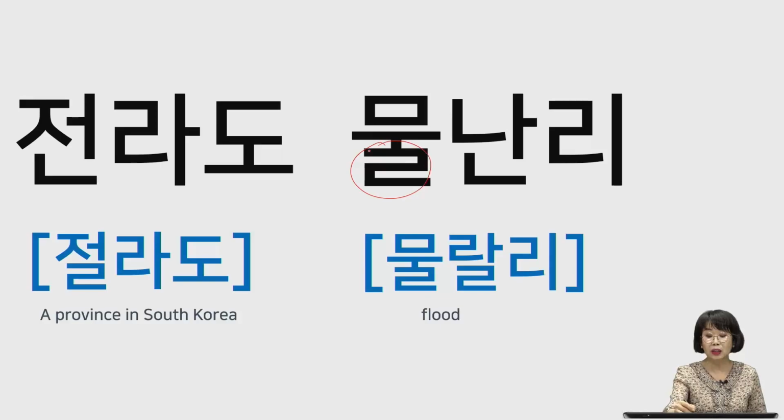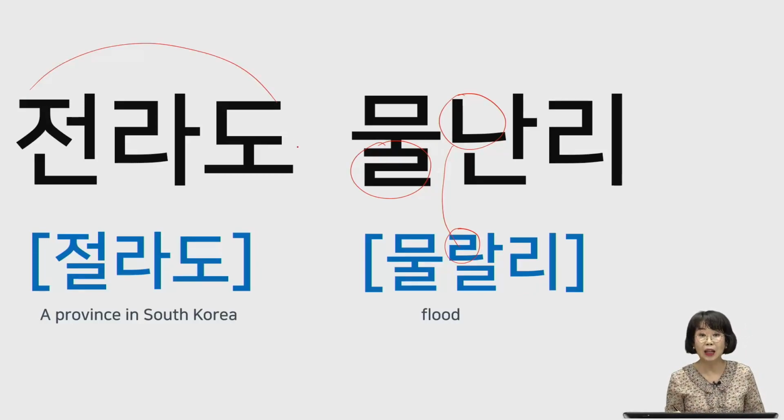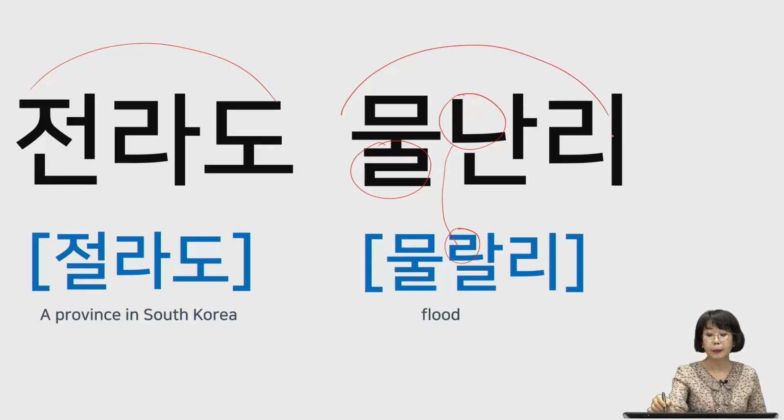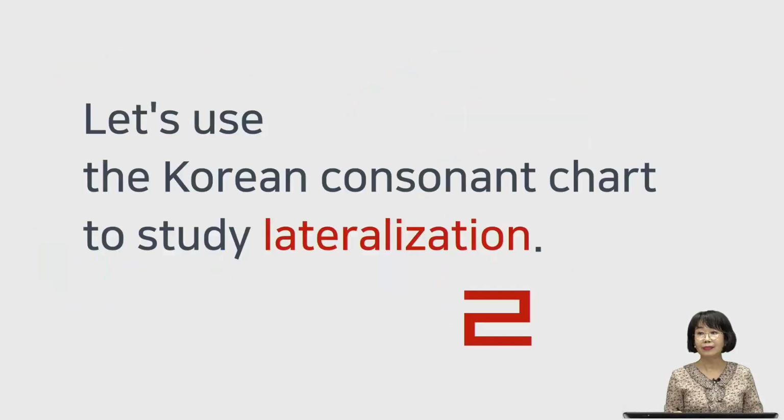There's a liquid sound ㄹ. Under the influence of ㄹ, ㄴ changes to a ㄹ sound. 물난리, 물난리. 전라도. 물난리. Let's use the Korean consonant chart to study lateralization.